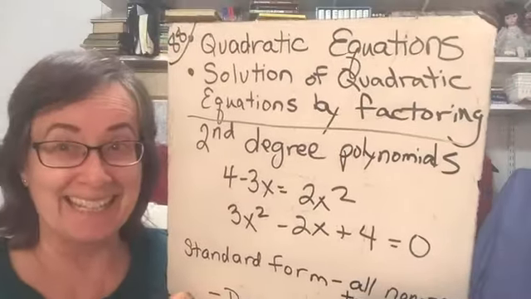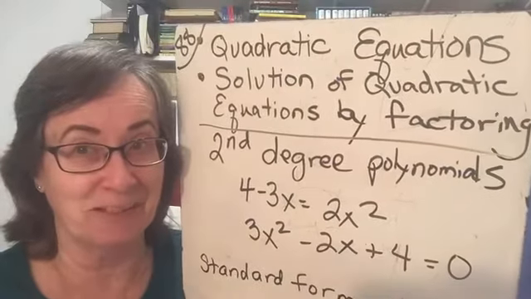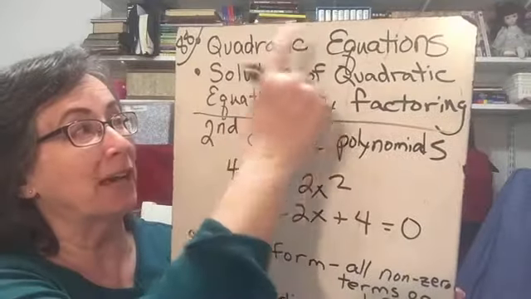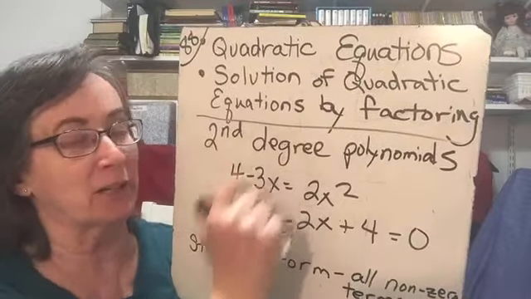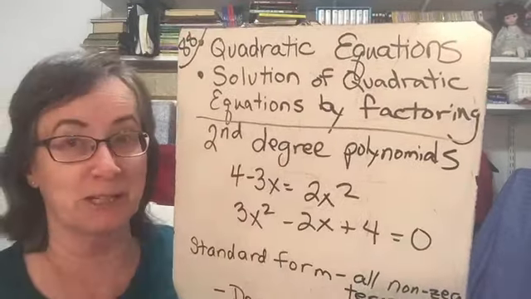Tonight, we're doing Lesson 88 in our Saxon Orange Book, and we're talking about quadratic equations and solution of quadratic equations by factoring. Now we're really getting into the fun stuff. So, what are quadratic equations? Well, they are second-degree polynomials.